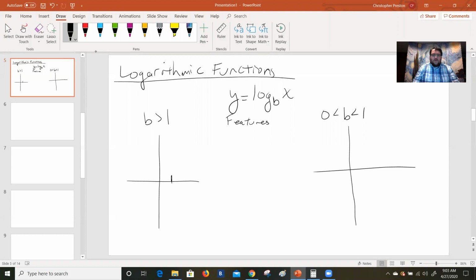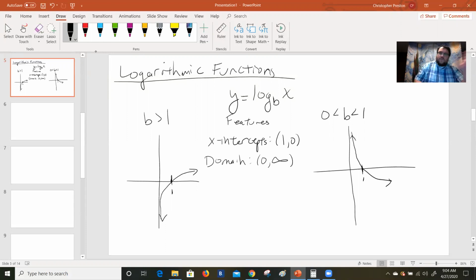If the base is bigger than 1, your graph is going to look something like this. If your base is between 0 and 1, your graph is going to look something like that. All right. So some features here. They both have x-intercepts at (1, 0). And their domain is 0 to infinity. So just quadrants by default. We can move the function around, but the default quadrants are 1 and 4.